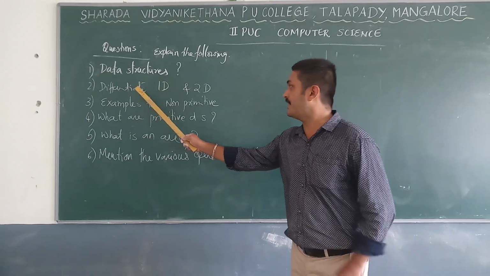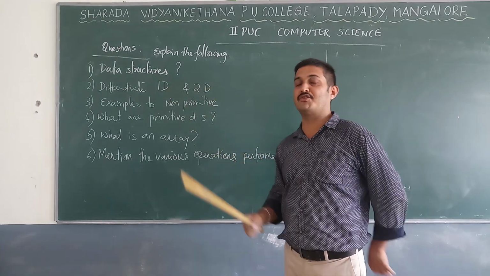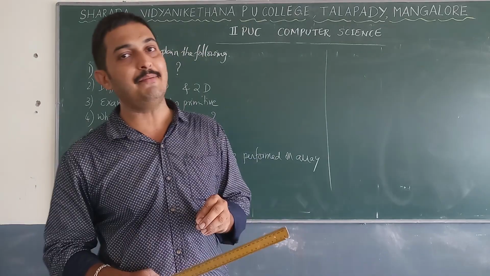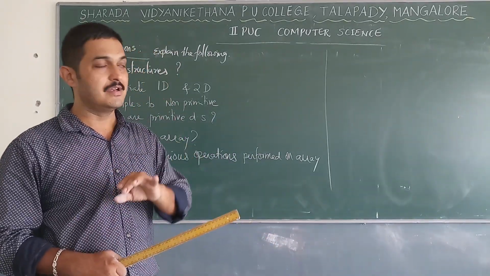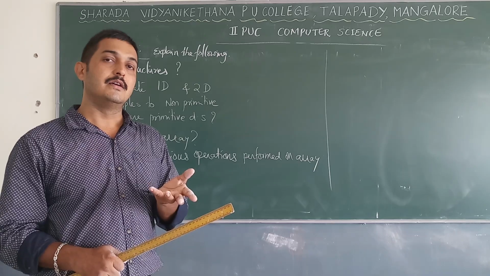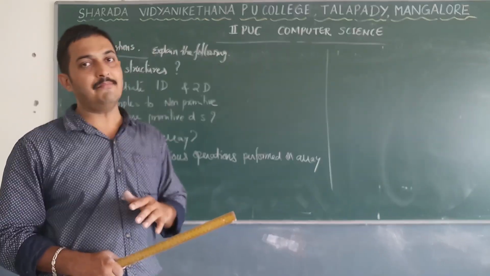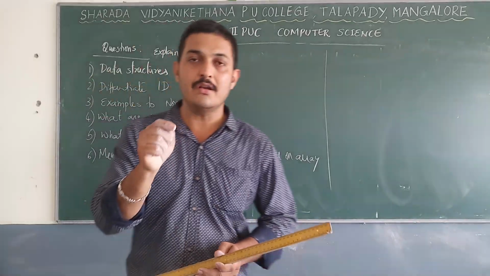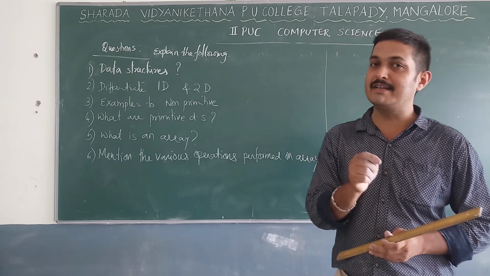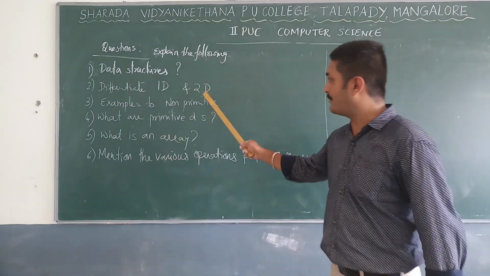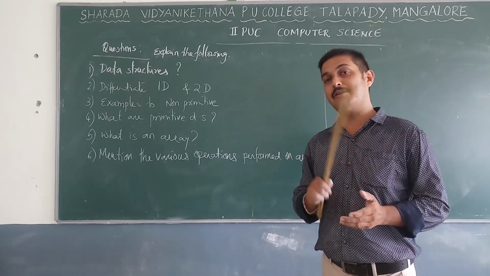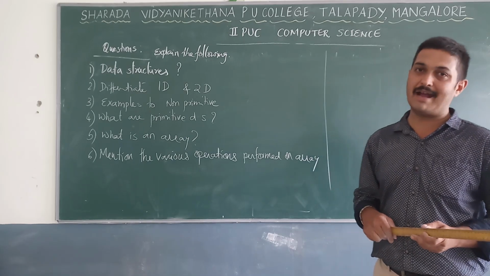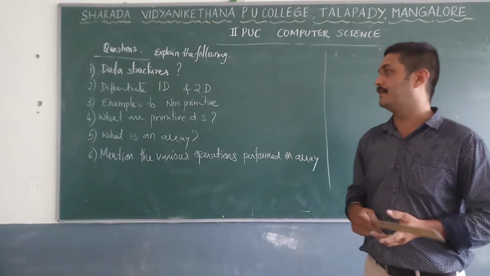Next question is differentiate between one-dimensional array and two-dimensional array. A one-dimensional array is a collection of elements that share the same name and same type, but structured in one dimension. A two-dimensional array is a collection of elements that use the same name and same type, but structured in two dimensions. In a one-dimensional array, the location of an element can be specified using a single index value, but in a two-dimensional array, by specifying the row number and column number, or two index values, we can specify the location of that particular element in a matrix or a table like this.